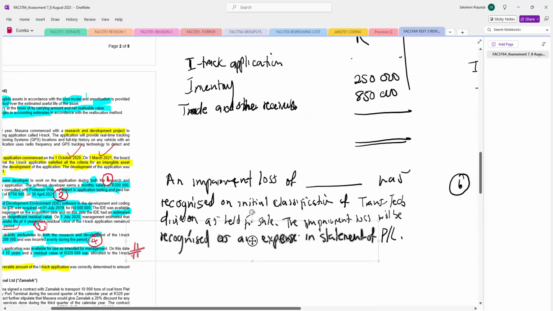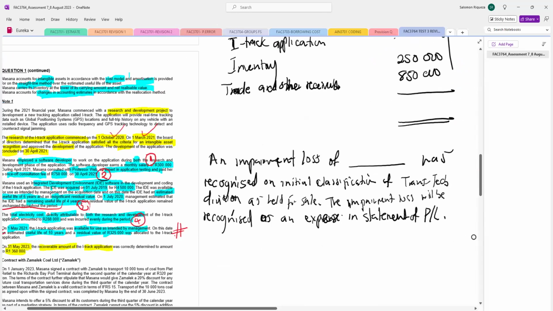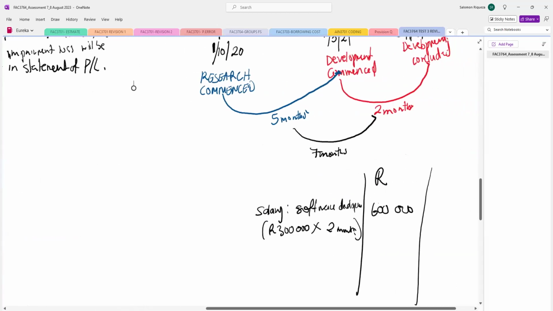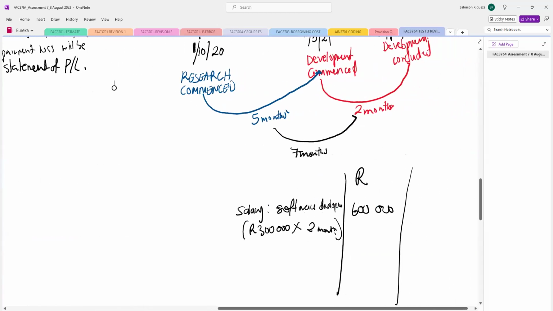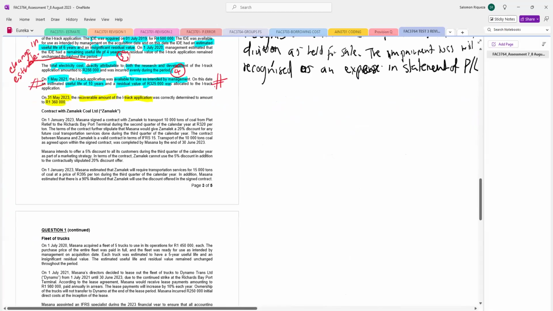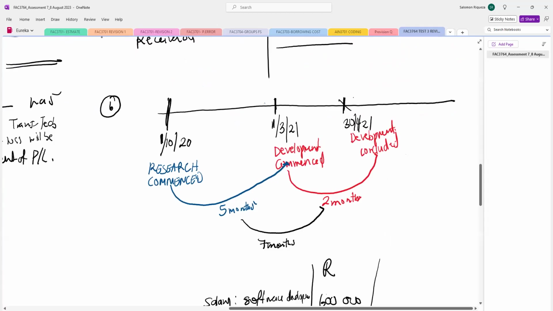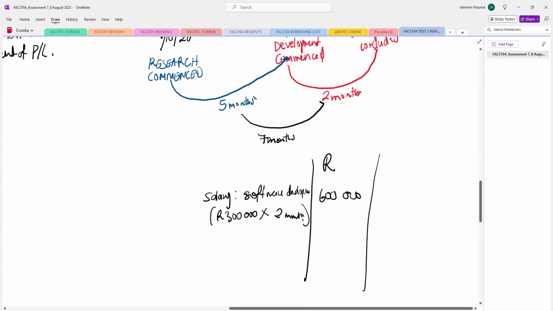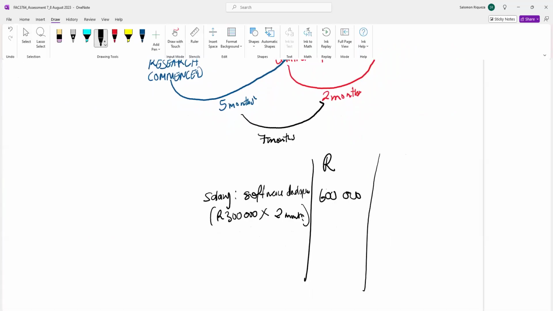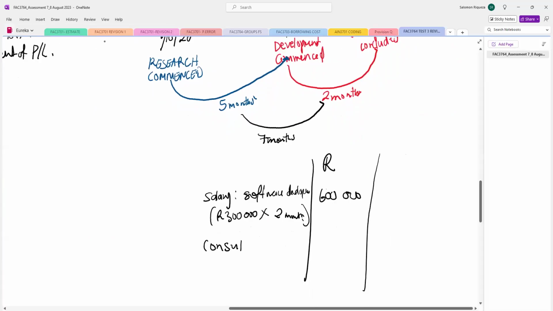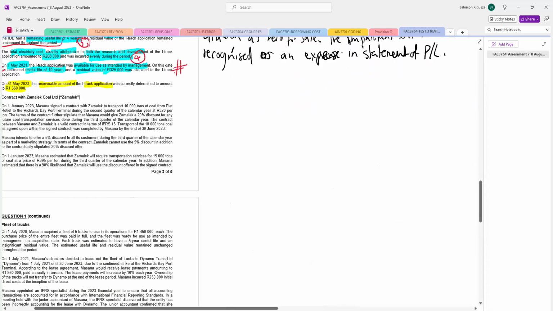Guys, you have to now ask the question, when was this paid? Because remember, we still have the timeline to deal with. Is it during research or is it during development? If you see here, this happened in April, and April is falling within the development period. So this is going under development. So we have consultation fee. This was once-off, so it was 750.